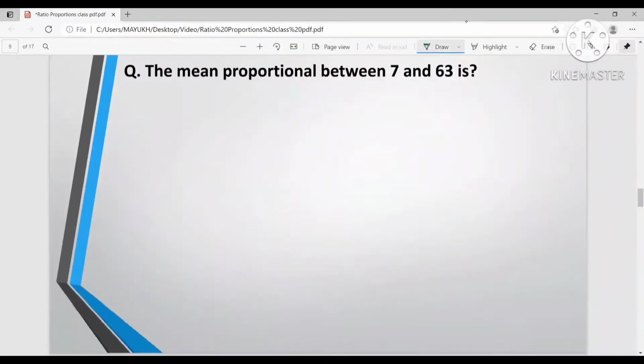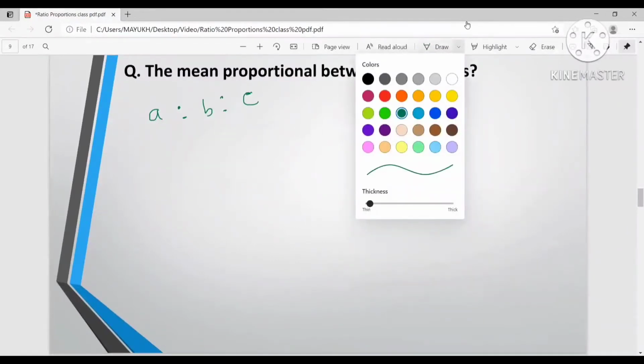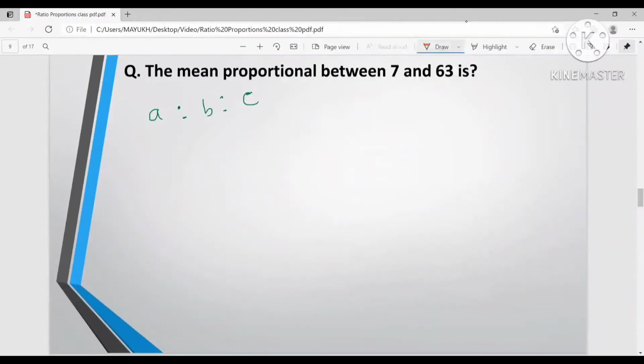Now, similar to the earlier question, I have to find the mean proportion. In the earlier question they were talking about the third proportional. Now they're talking about the mean proportional. So which one is the mean proportional? If I have A, B, and C, I can say that B is my mean, as we know that A and C are called extremes.